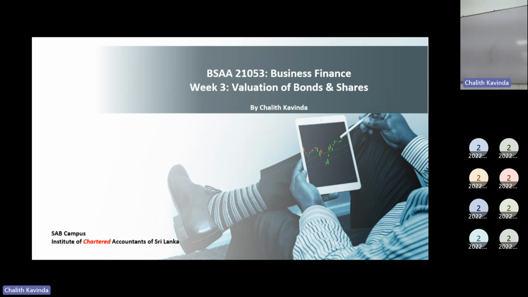valuation of bonds and shares. Very easy lesson, valuation of bonds and shares. If you understand it properly, it would be an easy lesson. And please note that when it comes to your examination, you will be getting a compulsory question which accumulates to 28 marks. So it would be from valuation and your next topic, that is cost of capital.